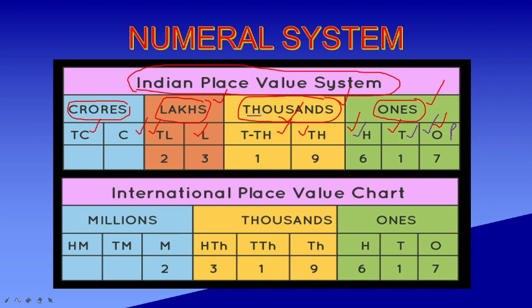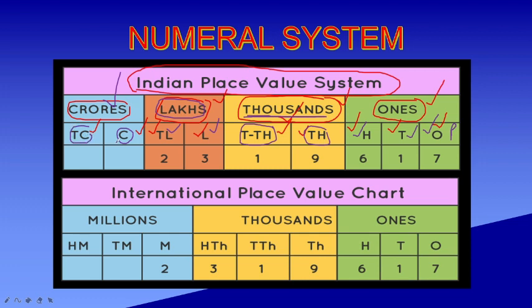Same, the thousand period is divided into two places. The first is 1000 and the second is 10,000. T for 10, TH for 1000. So 1000 and 10,000. Same, lakh period. Lakh period is divided into two places. First is 1 lakh, second is 10 lakh. Same, crore period is divided into two places. First is 1 crore place and second is 10 crore place.